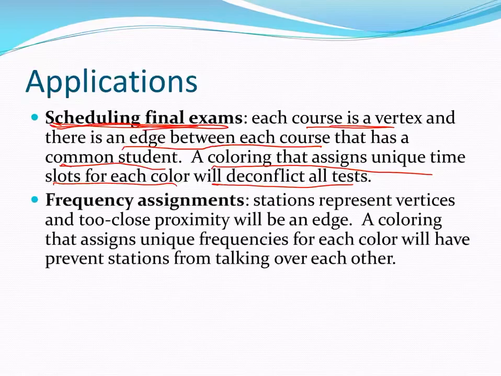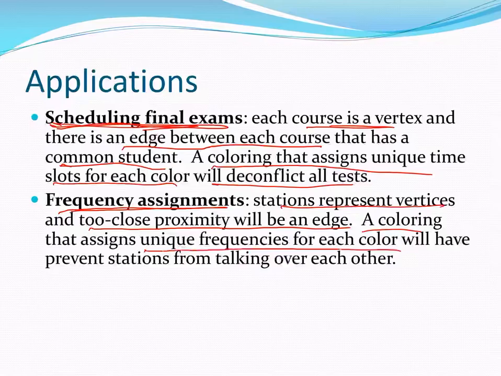Another interesting application is frequency assignments. Stations would represent the vertices, and too close of a proximity would be an edge. So stations that are too close to one another should have unique frequencies, and a coloring of such a graph would ensure that unique frequencies assigned to each color would keep stations from talking over each other.